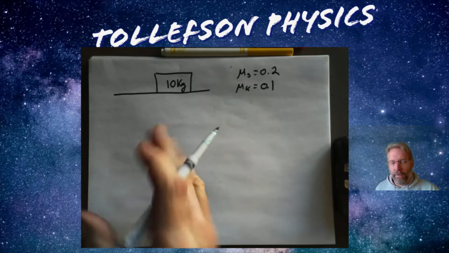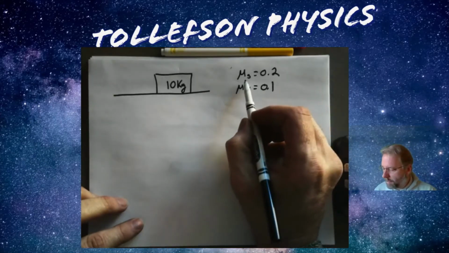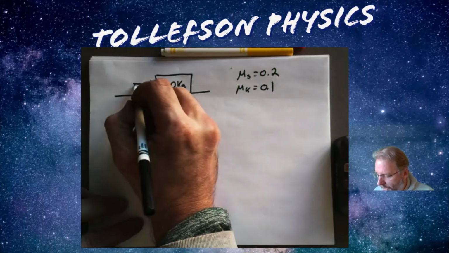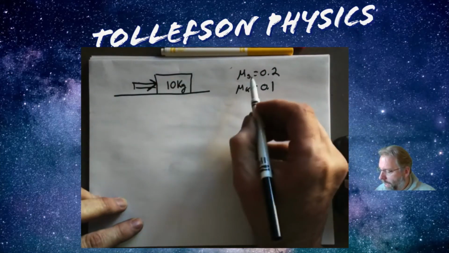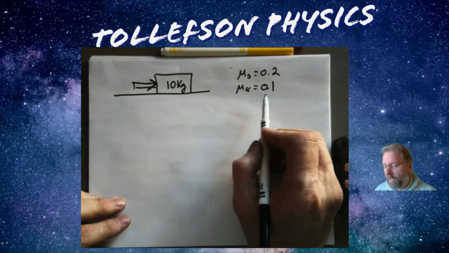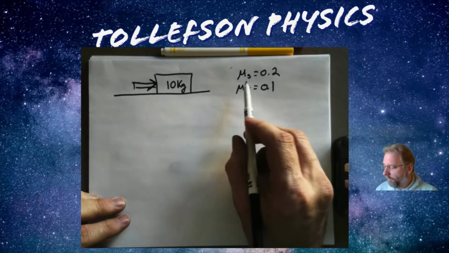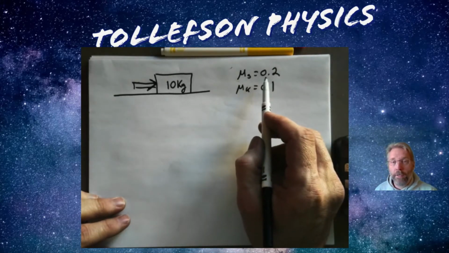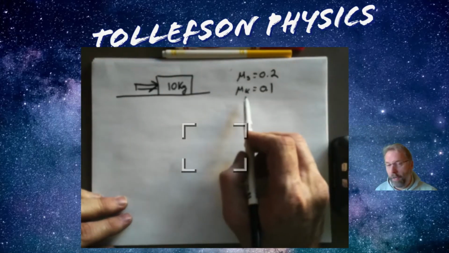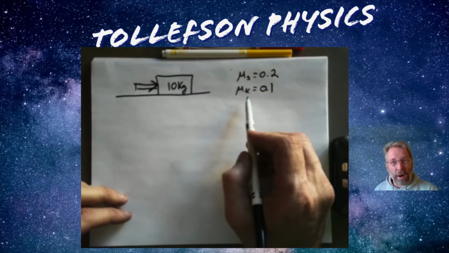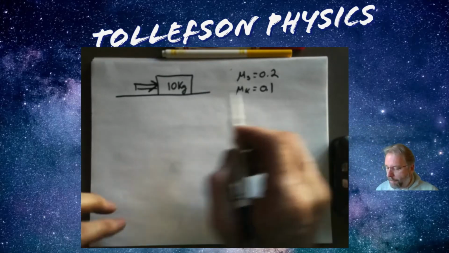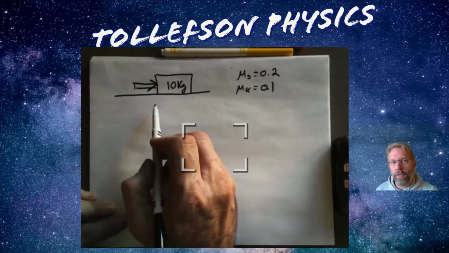just on a rough surface, and on this rough surface we're going to apply a force to the block. The coefficient of static friction is 0.2 in this case, and the coefficient of kinetic friction is 0.1. The coefficient of static friction is always larger, or it can be equal to, but it's larger than the kinetic friction because it's harder to get something to start to move. And so what we're going to look at is what happens when we apply different forces to this.